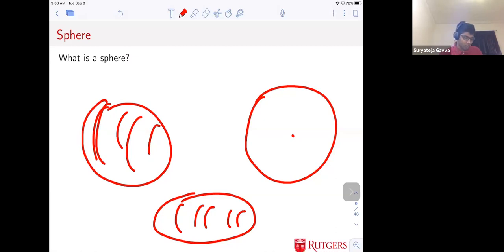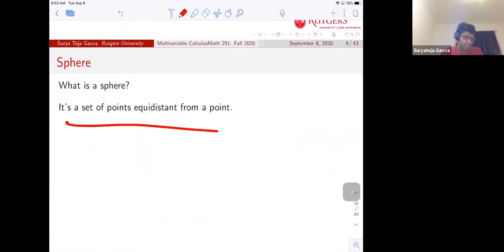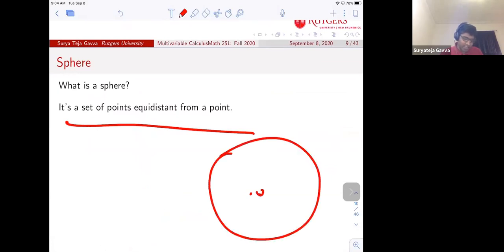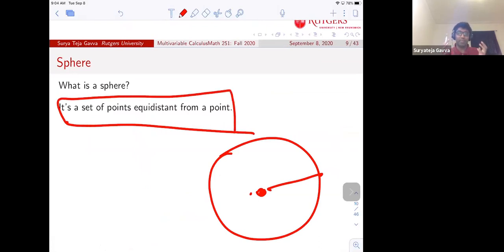Yes, so you guys are right. Basically all the points on a ball are at the same distance, just like in 2D, all the points on a circle are at the same distance. Even in 3D, if you take all the points at the same distance, you get a ball or a spherical object. So that's the defining feature. It's a set of points which are at the same distance from a fixed point.